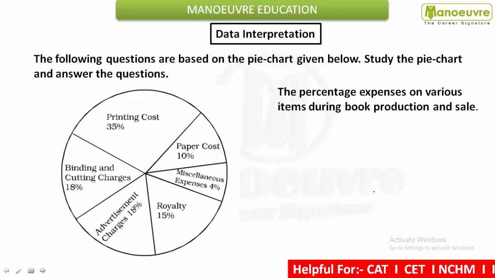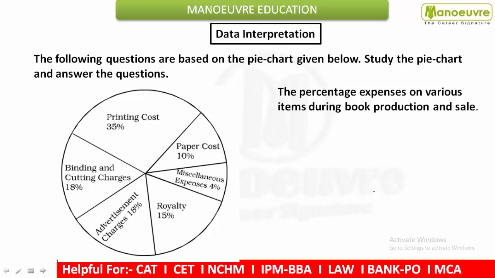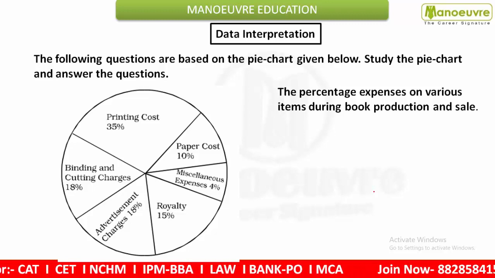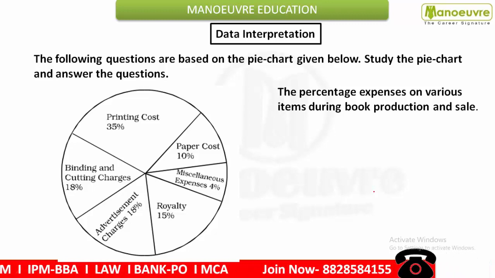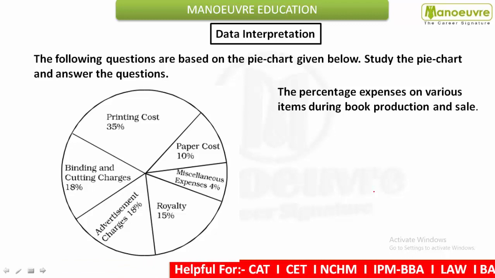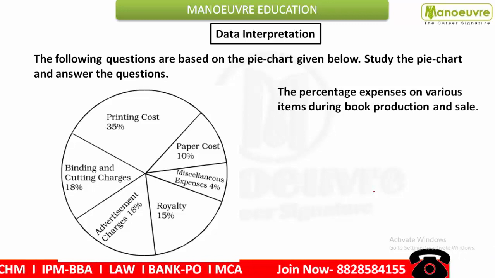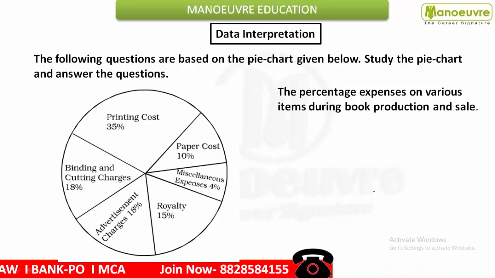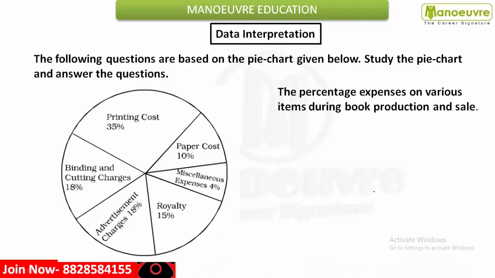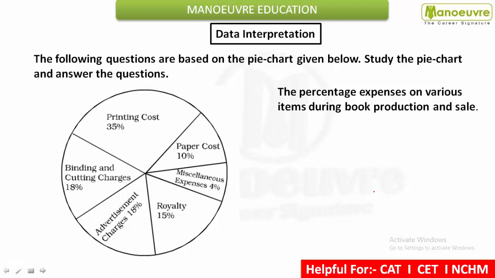So here the following questions are based on the pie chart given below. Study the pie chart and answer the question. So here it is given: printing cost, paper cost, miscellaneous, binding and cutting charges, advertisement. These are some percentage expenses given in front of your screen, and on the basis of that you have to find the answer. Okay, so let's move on with the question, guys.